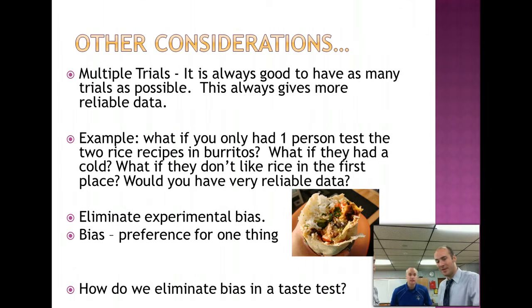Yep. Now, another thing to look out for when you're setting up an experiment is to eliminate what we like to call experimental bias. Bias is the preference that a test subject or even the experimenter might have for one thing. So, I want you guys to take a guess. How would I eliminate bias in this example?